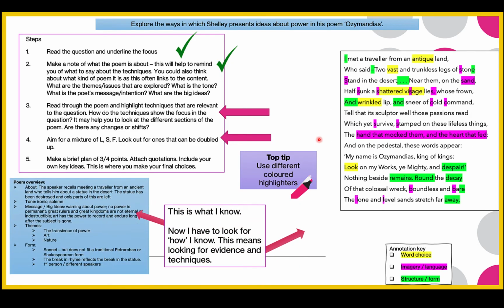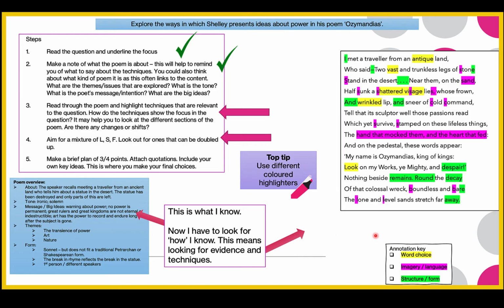So what we have here is I now have used this box to help me. I keep going back to it. So as I was doing this previously, I kept going back and thinking, okay, what am I looking for? What's relevant to the question in terms of power, but also what do I know about the poem? And I have used different coloured highlighters.